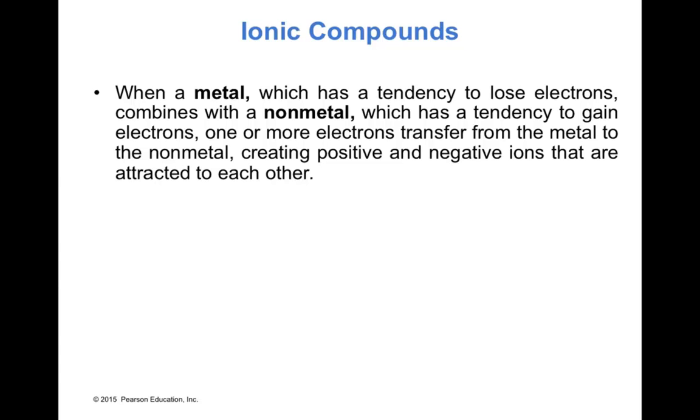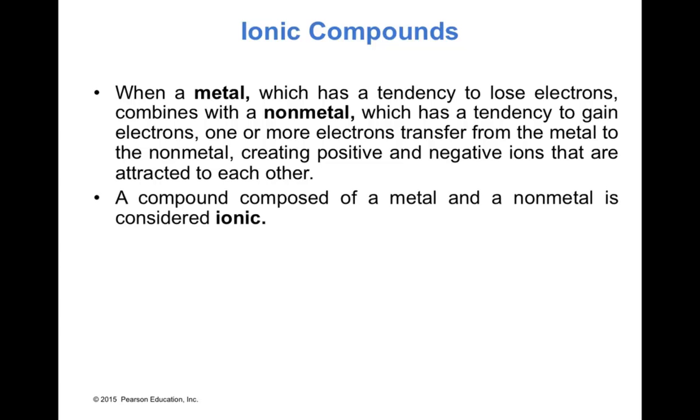That's why most of the metals can create cations, while the nonmetal has the ability to receive the electron released by that metal. Because of that, the nonmetal, which was neutral, now that it received this electron, is going to be a negatively charged particle known as an ion. A compound composed of a metal and a nonmetal is considered ionic.